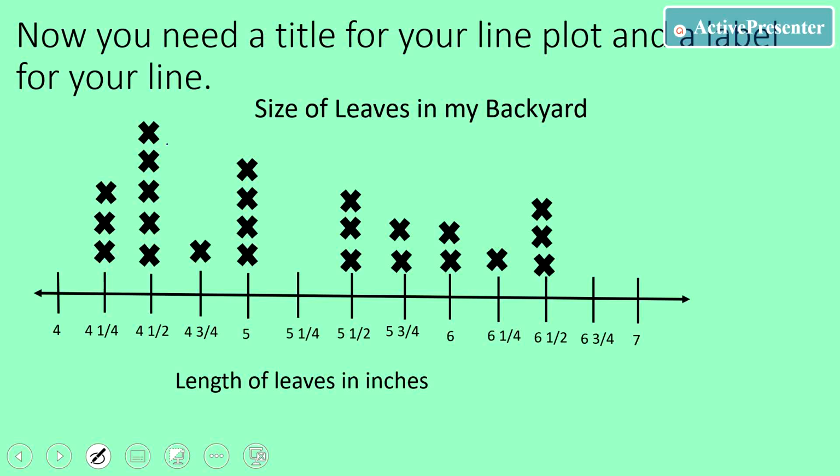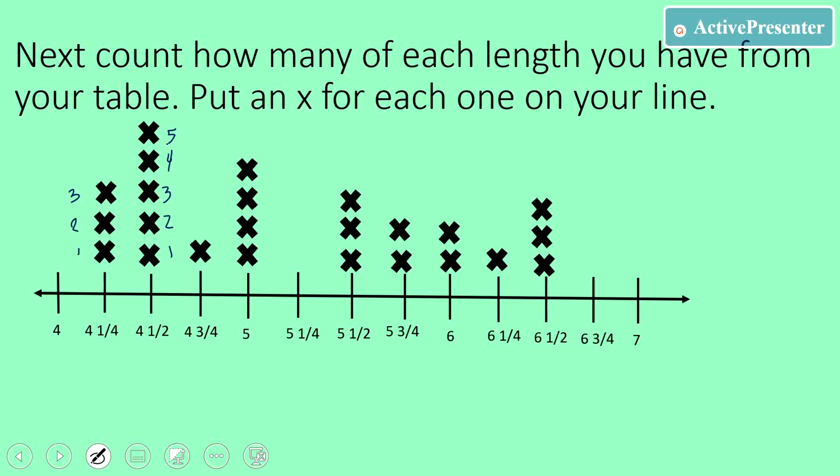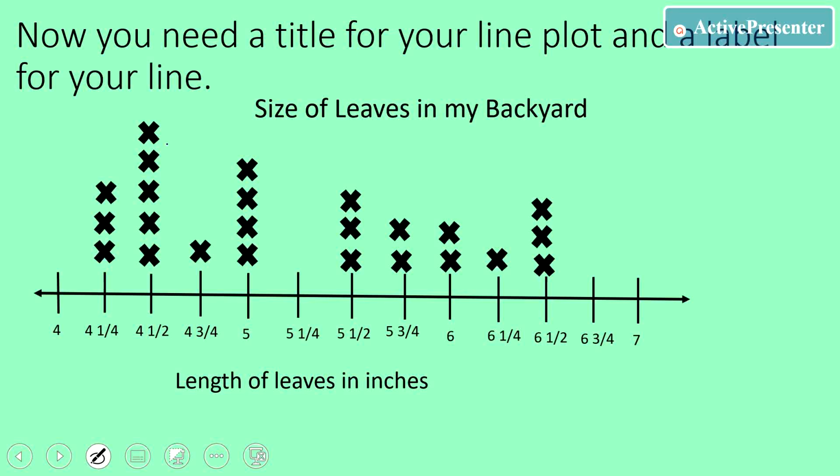And then the last part is I need to make sure I have a title for my line plot and a label for my line. Otherwise, this doesn't tell me anything. I have no idea what I'm measuring, what this data is. But if I write the title is size of leaves in my backyard, and I know that these numbers on the bottom line represent length of leaves in inches, then I know I was looking at leaves in my backyard and I had 3 of them that were 4 1/4 inches long. I had 4 of them that were 5 inches long, and I can answer all kinds of questions about it.